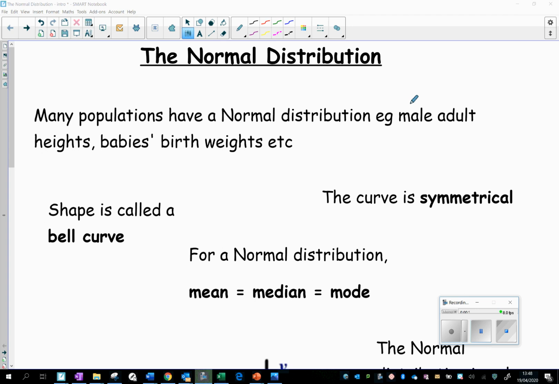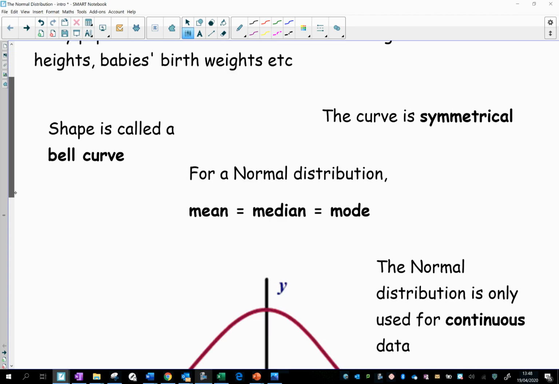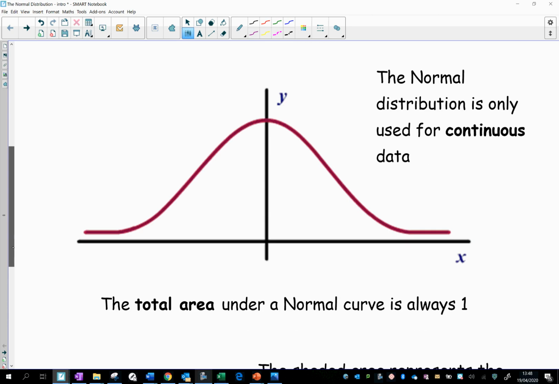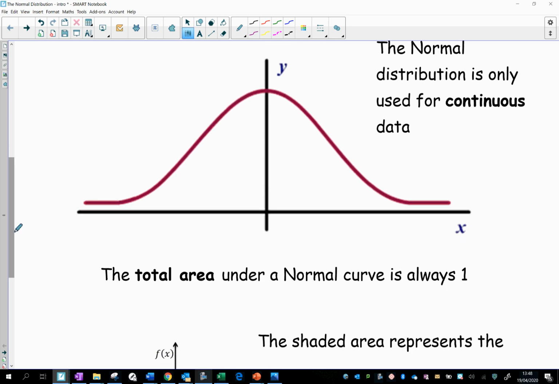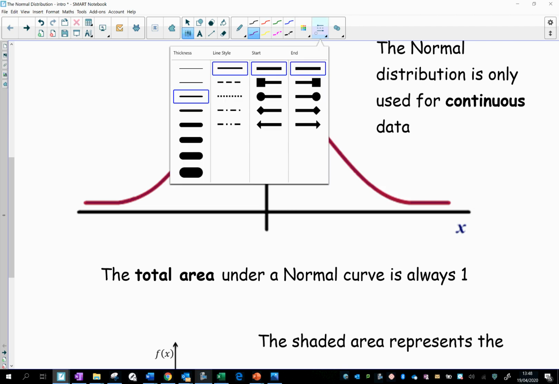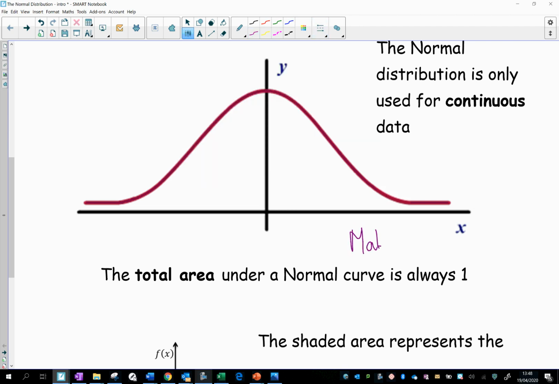Now the typical shape of a normal distribution, which you might have seen before, is what's known as a bell curve. So it's this shape here. In this case, X might be something like babies' weights, or let's say male heights. The taller ones go off to the right, so taller people off to the right, shorter off to the left.